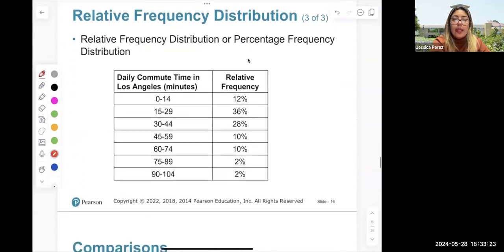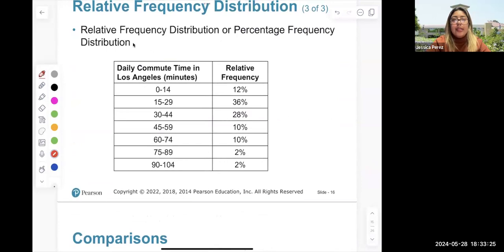So that is your relative frequency. There it is. It's the relative frequency distribution, or a percentage. It can be called a relative frequency distribution or a percentage frequency distribution. They're interchangeable. They mean the same thing.